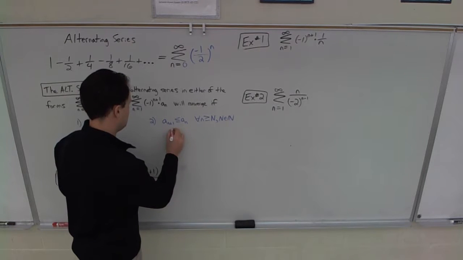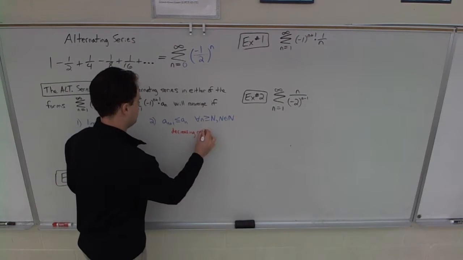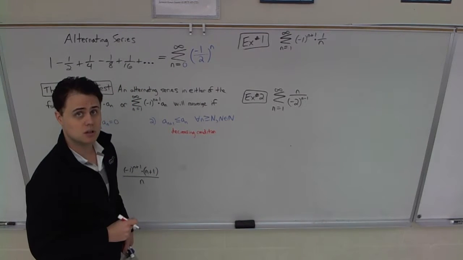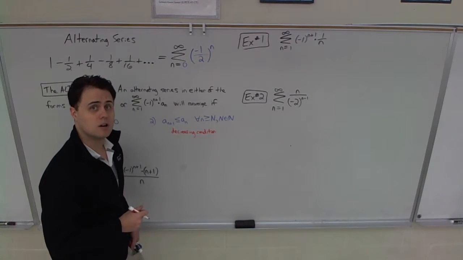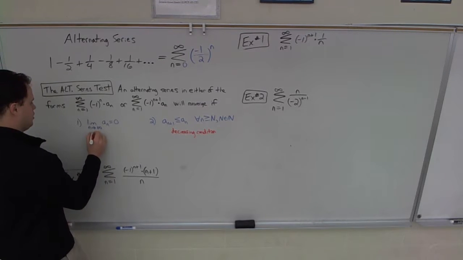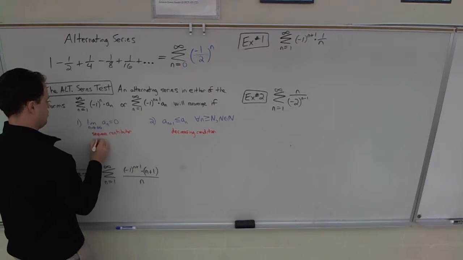So let's write this as the decreasing condition that we're so familiar with for other things. If you want to use a derivative instead of a sequence argument there, you can. If you want to show the derivative's decreasing for all values after a certain spot. And then let's call this the sequence contributor gets small.